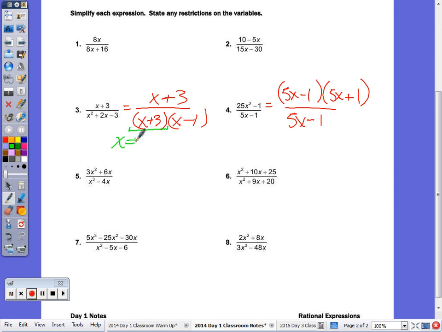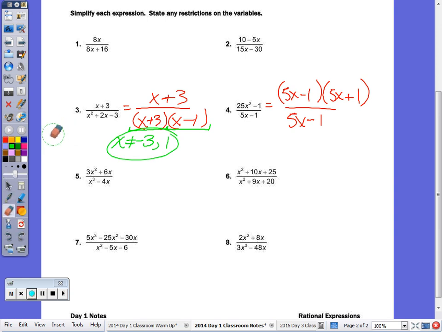X cannot be equal to what? If I wanted to make x plus 3 equal 0, what would I have to plug in for x? A negative 3. So negative 3 plus 3 equals 0. So x cannot equal negative 3, or, what minus 1 is 0? Positive 1. So there's the restriction.